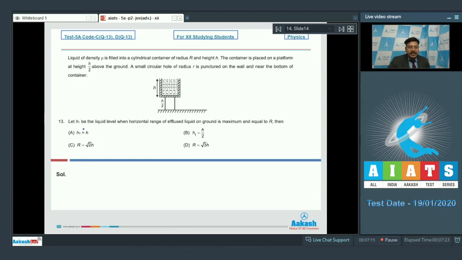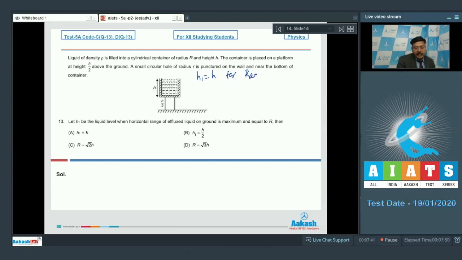Question 13 says, let H1 be the liquid level when horizontal range of efflux liquid on the ground is maximum and equal to R. Then, well, so when the horizontal range is maximum, then H1 is clearly equal to H. We just discussed in the previous question. H1 will be H for horizontal range to be maximum, right?